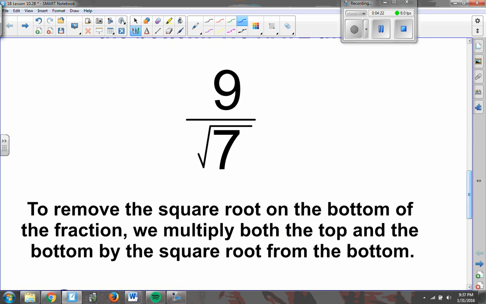So to remove the square root on the bottom of this fraction, we're going to multiply the top and the bottom by exactly the same thing, and that is by the square root that comes from the bottom of the fraction.